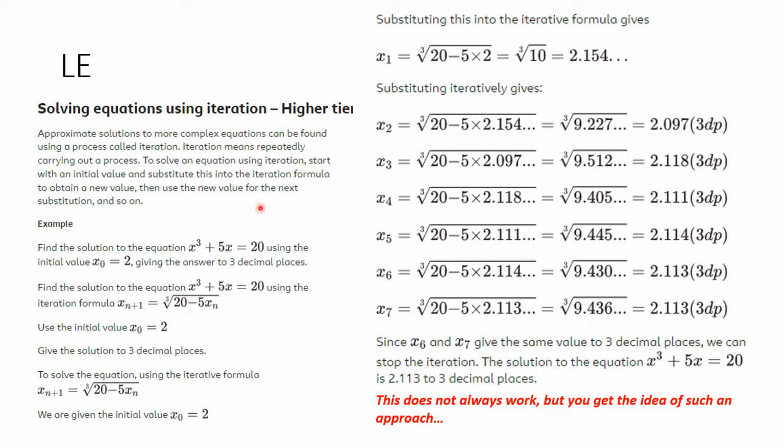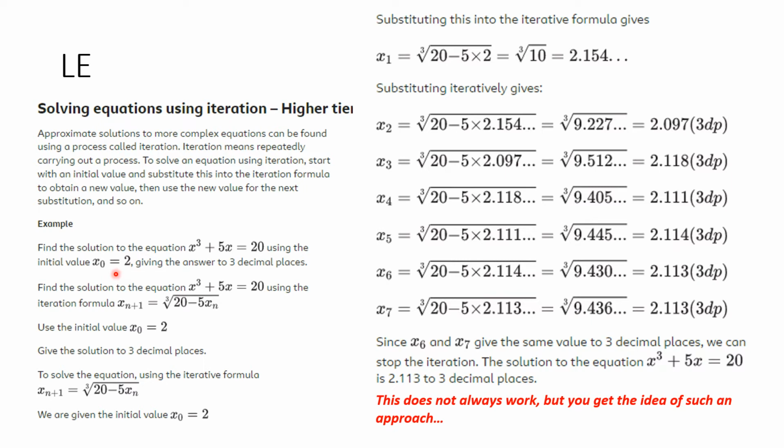Then use the new value for the next value and so on. So here is an example. Suppose we're looking at the equation x cubed plus 5x equals 20. If we take x0 to be 2, we would see that 2 cubed is 8 plus 5 times 2, so we get 18. That's not exactly 20, but it's not a bad guess.